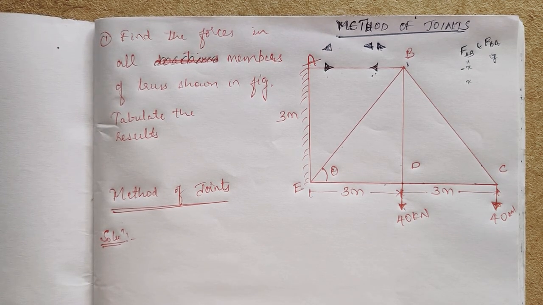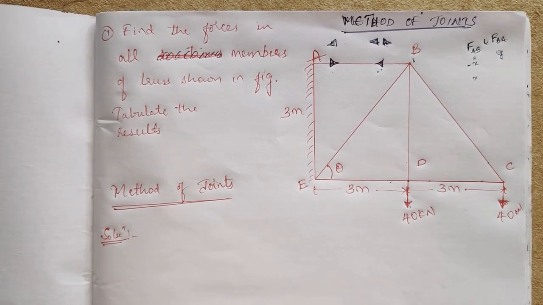With those two unknown members, we have to find the unknowns by the equations of equilibrium. Thus the analysis proceeds from joint to joint to find the forces in all the members.